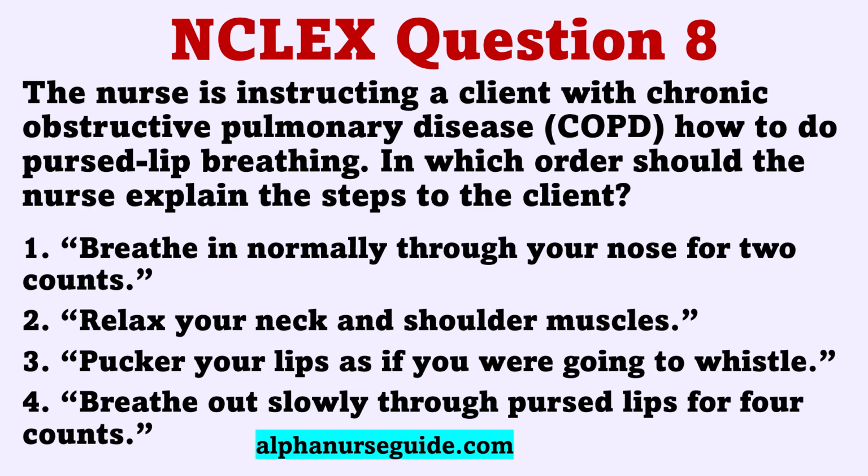The nurse is instructing a client with chronic obstructive pulmonary disease how to do pursed lip breathing. In which order should the nurse explain the steps to the client? 1. Breathe in normally through your nose for 2 counts. 2. Relax your neck and shoulder muscles. 3. Pucker your lips as if you're going to whistle. 4. Breathe out slowly through pursed lips for 4 counts.